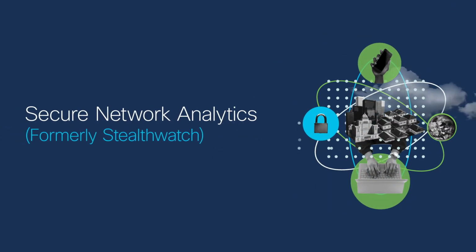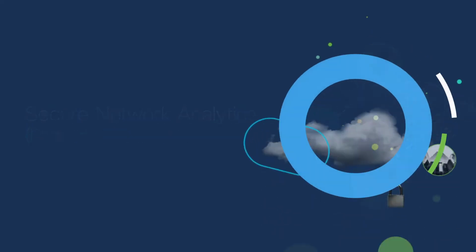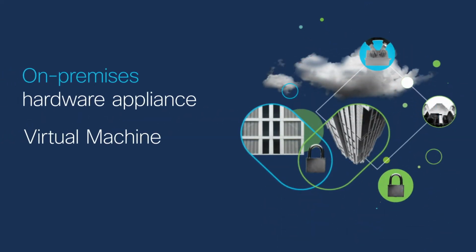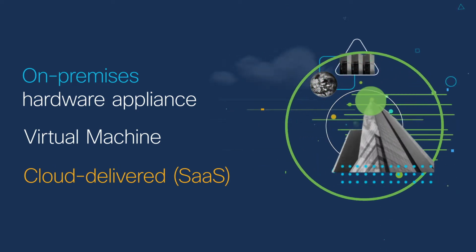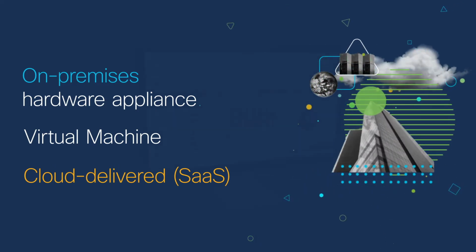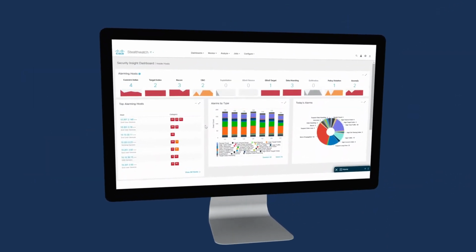Secure Network Analytics offers different deployment models: on-premises as a hardware appliance or a virtual machine, or cloud-delivered as a SaaS solution to monitor your private network and your public cloud. This video will focus on the on-premises version.